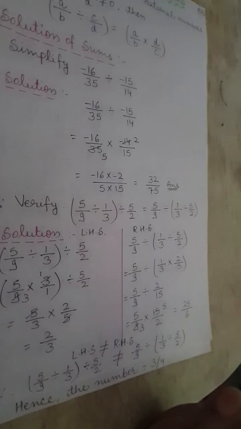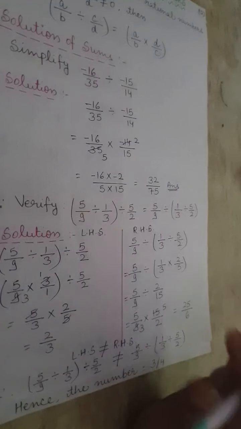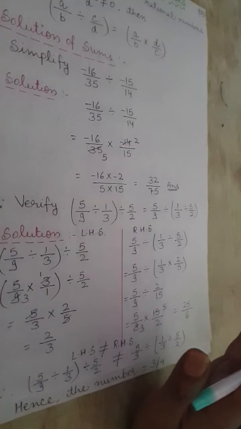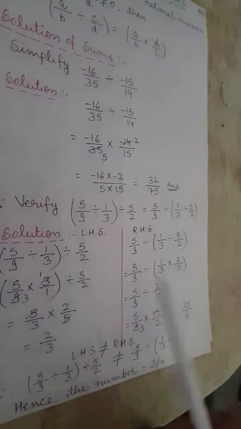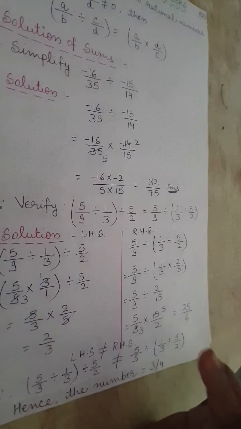Convert the division sign into multiplication and then take the reciprocal of the second number, and you are able to do all the sums in this way. The next question is to verify whether it is true or false.